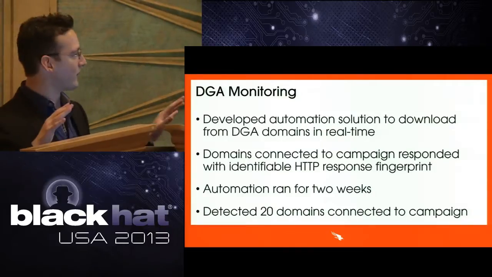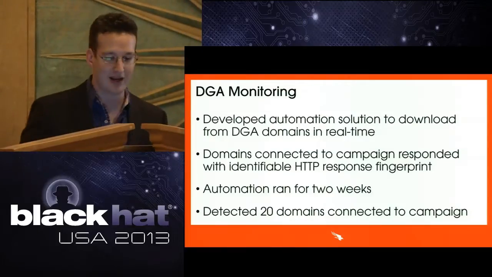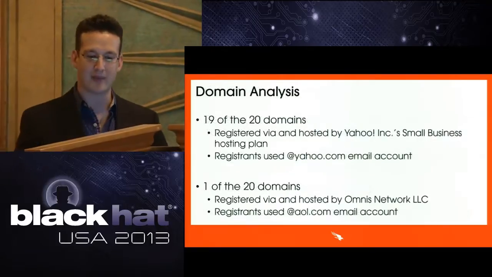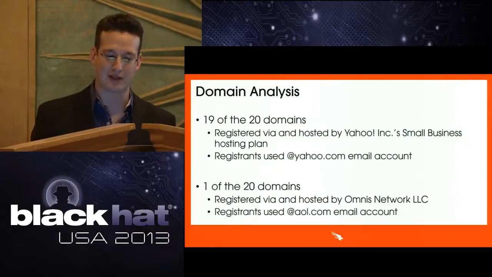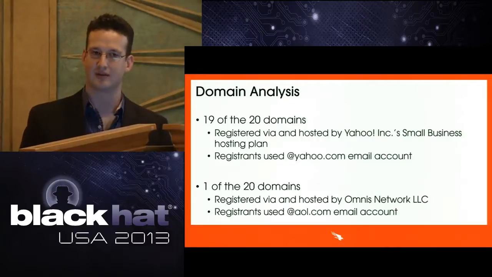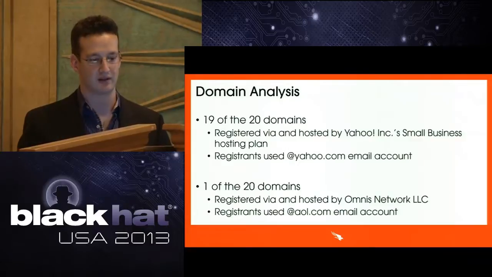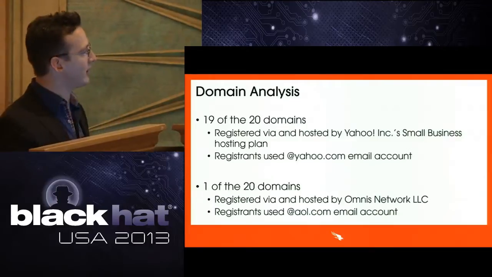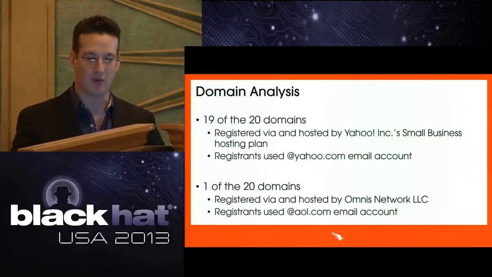Okay, so we ran this automation for 2 weeks, and we detected 20 domains that were connected to this campaign. 19 of these 20 domains were all registered via Yahoo Inc.'s small business hosting plan and all registered with yahoo.com email accounts. And remember, we saw yahoo.com is very prevalent for email addresses that were infected earlier, or that were spread to. And we saw one of the 20 domains was registered via and hosted by Omnis Network, and it was registered with an AOL.com account.